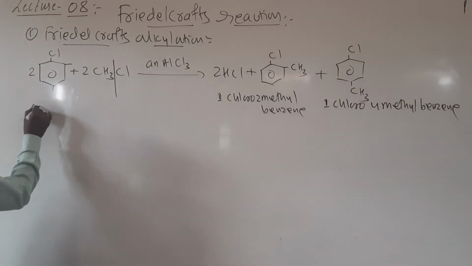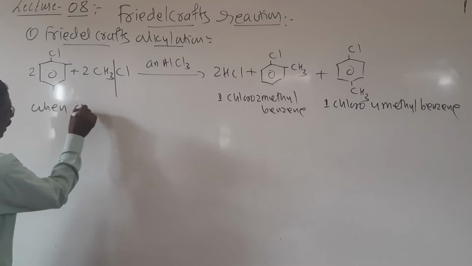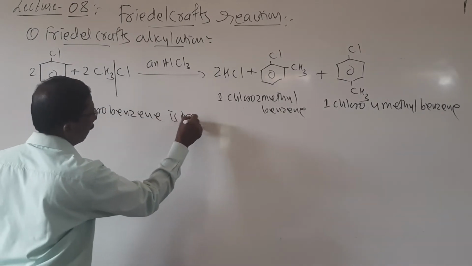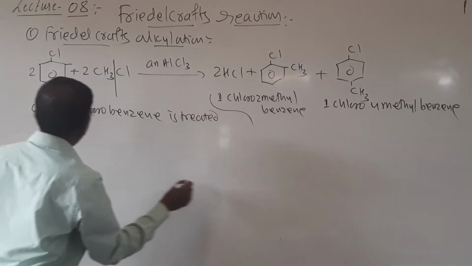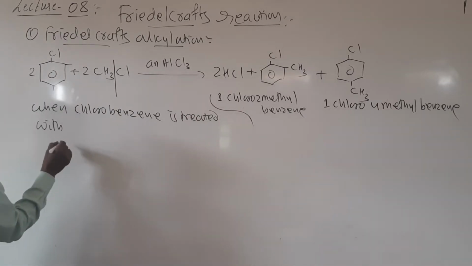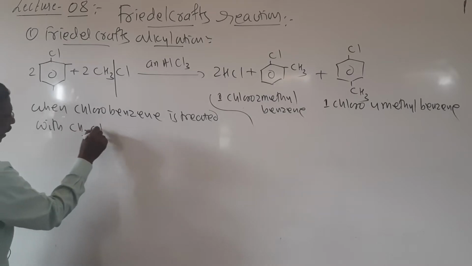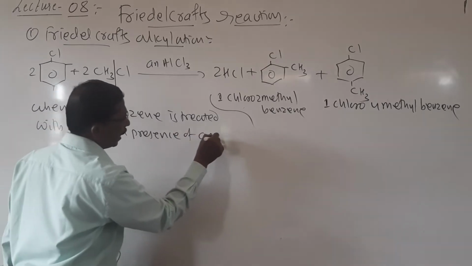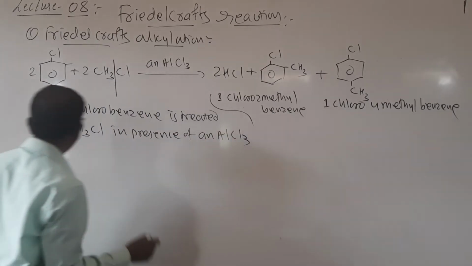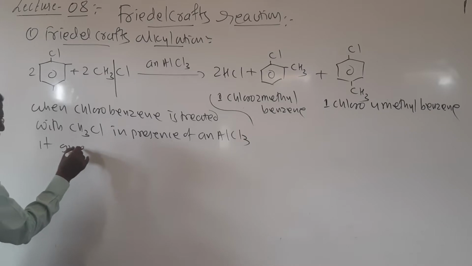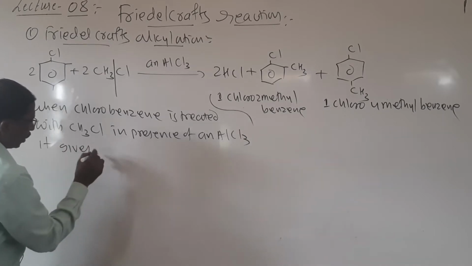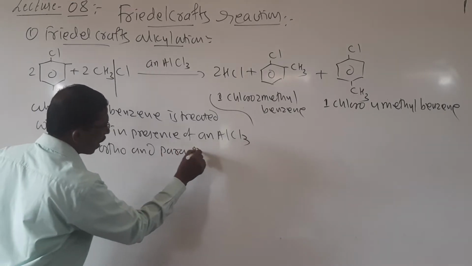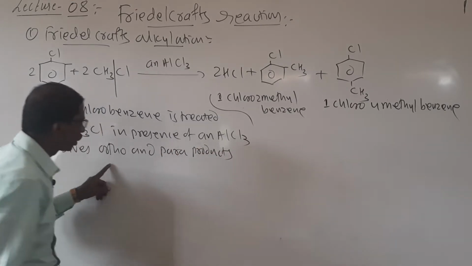So here the statement is very simple: when chlorobenzene is treated with methyl chloride in presence of anhydrous aluminum chloride, it gives ortho and para products. So ortho and para products.